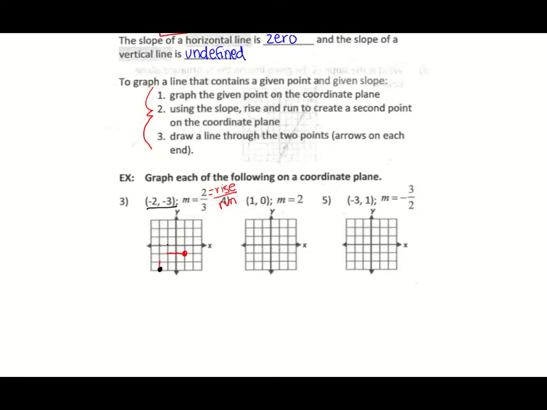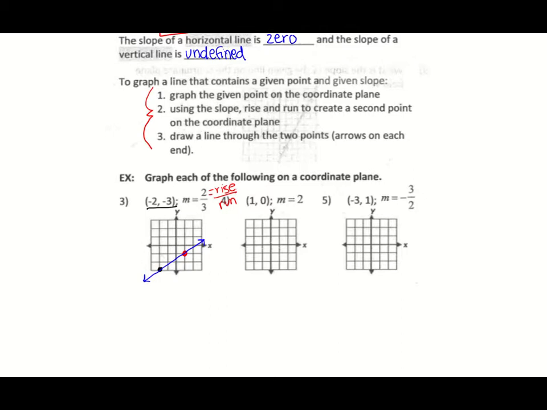So I'm going to erase this line. I was just drawing that line so you can see where I'm counting. You don't need to draw those lines if you're counting with your pencil. So these are our 2 points, and my last step is to draw a line through the 2 points with arrows on either end. Just like this.